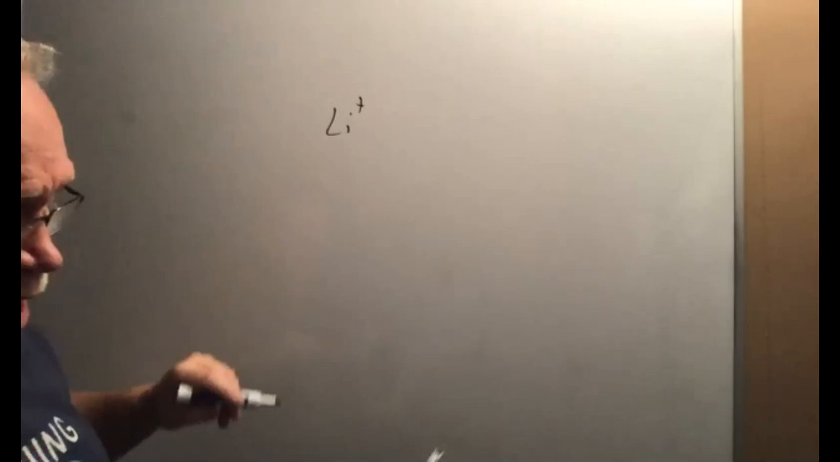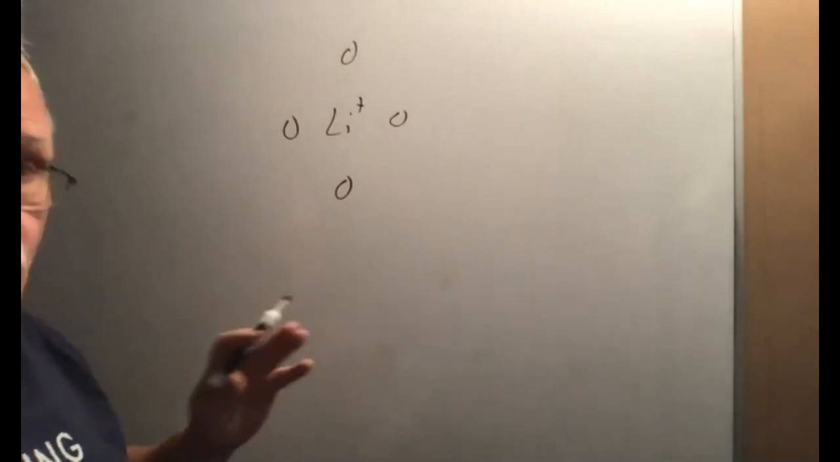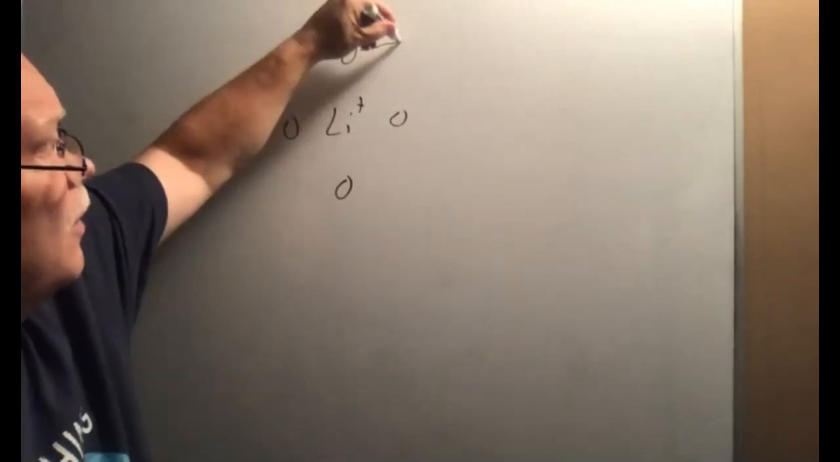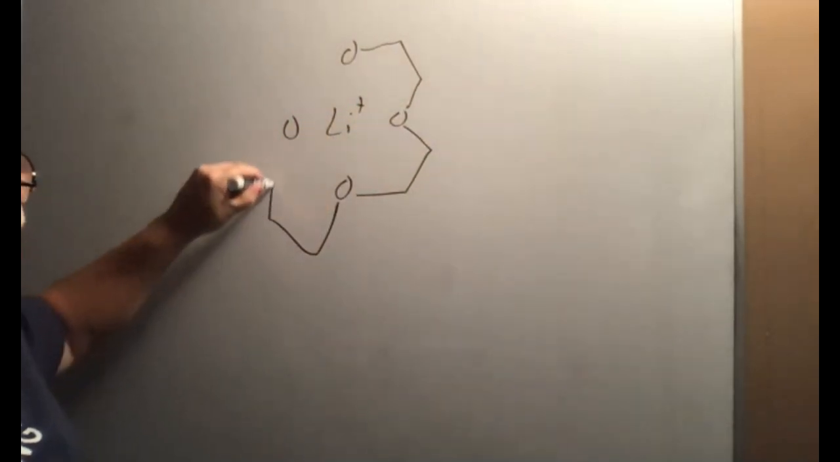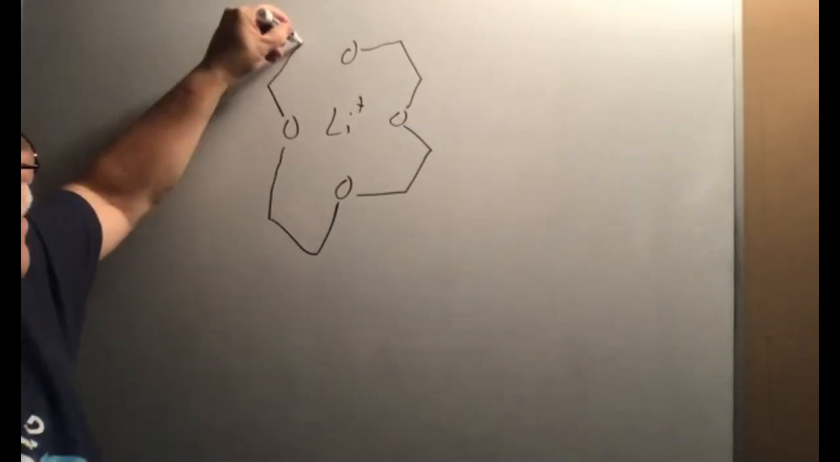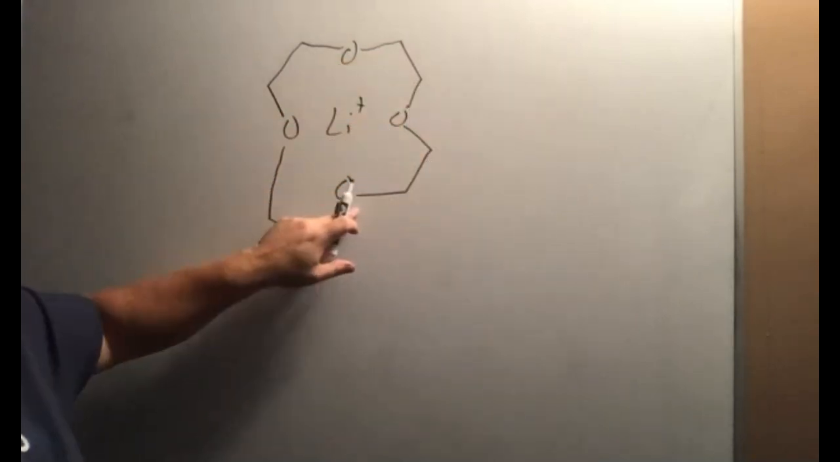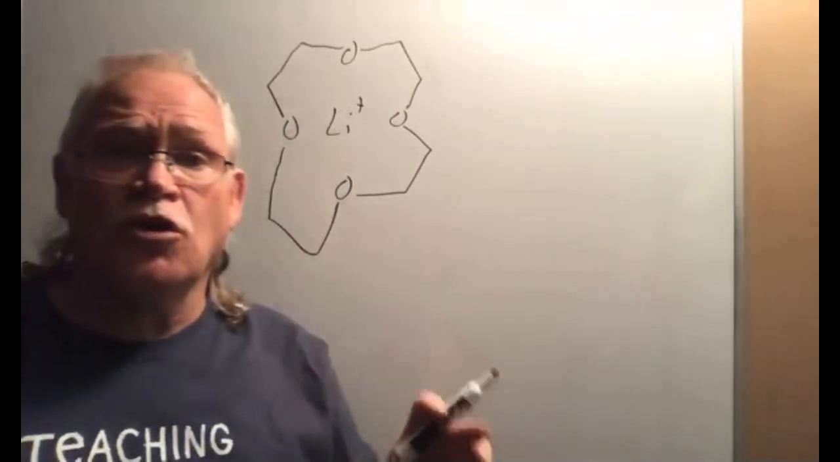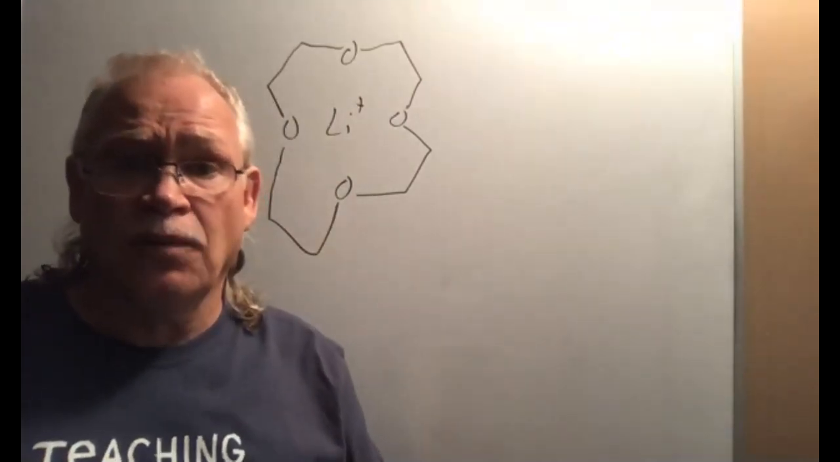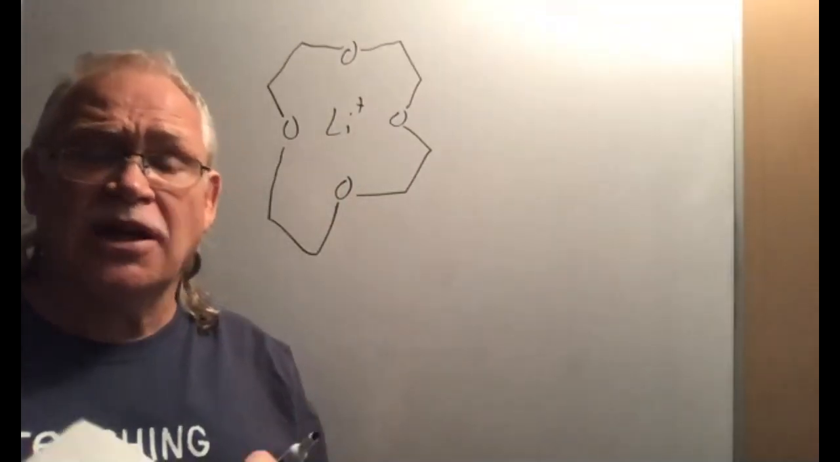If I have a lithium ion, it can be solubilized by something called 12 crown 4 ether. Now, a crown ether is nothing but a ring of atoms where we have oxygen, carbon, carbon, oxygen, carbon, carbon, oxygen. Notice if you count the number of things in this ring, it's 12. There's 4 oxygens, so this is called 12 crown 4 ether. Now that forms a cage, and that cage is perfect to catch a lithium ion.